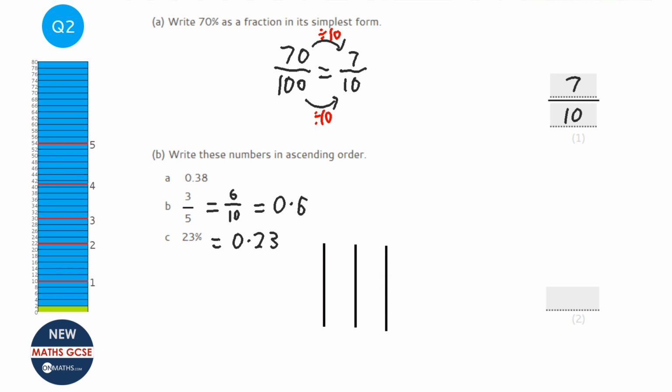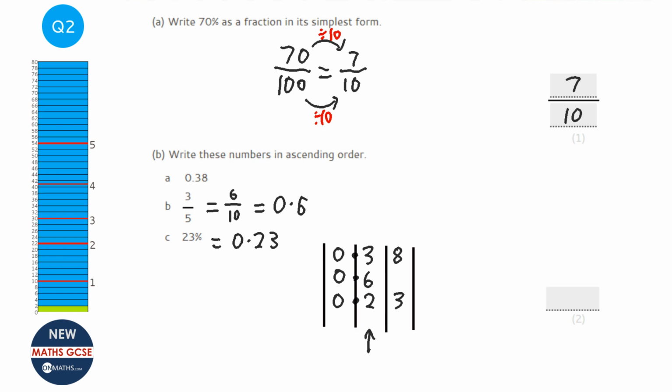So what we got? So we've got 0.38. We've got 0.6 and we've got 0.23. So if you look in this column here, because all of them start off with 0, so there's no point looking in that column, we can see that 0.23 is the smallest.